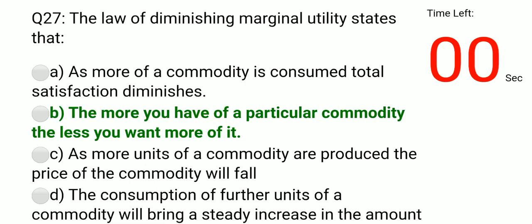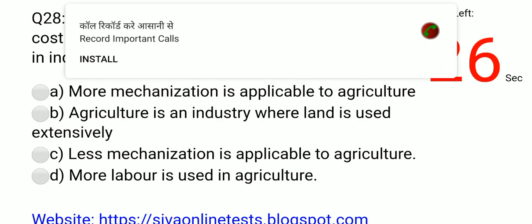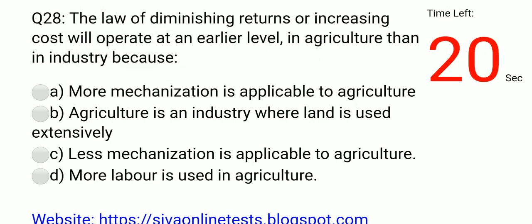Answer. B. The more you have of a particular commodity, the less you want more of it. Question 28. The law of diminishing returns or increasing cost will operate at an earlier level in agriculture than in industry because. Options. A. More mechanization is applicable to agriculture. B. Agriculture is an industry where land is used extensively. C. Less mechanization is applicable to agriculture. D. More labor is used in agriculture.